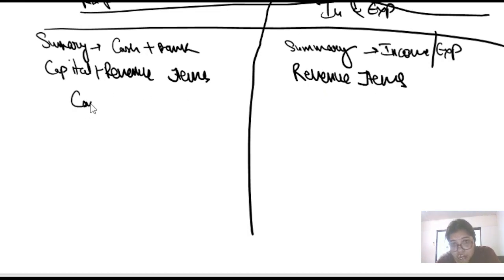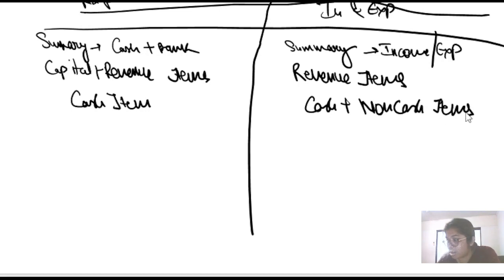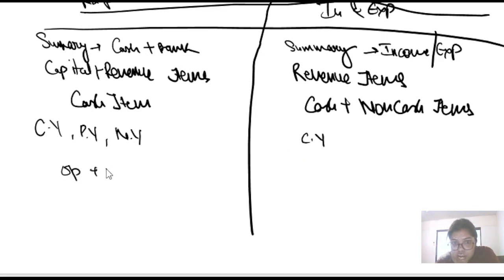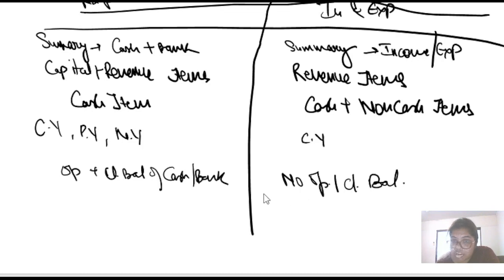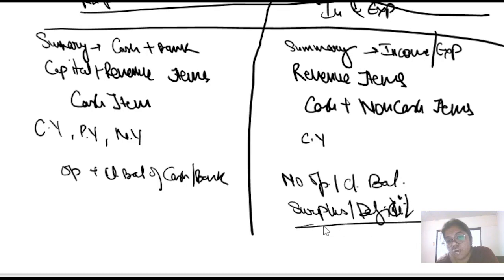Here we include cash items, and here cash as well as non-cash items. In the receipt and payment account we can use the balance from the current year, previous year and the next year also. Here we can use only the current year balance. In the receipt and payment account there is an opening as well as closing balance of cash and bank. In the income and expenditure account there is no opening or closing balance, but it shows your surplus and deficit. This surplus and deficit we use for calculating the closing accumulated fund in the statement of financial position. So this is the difference.